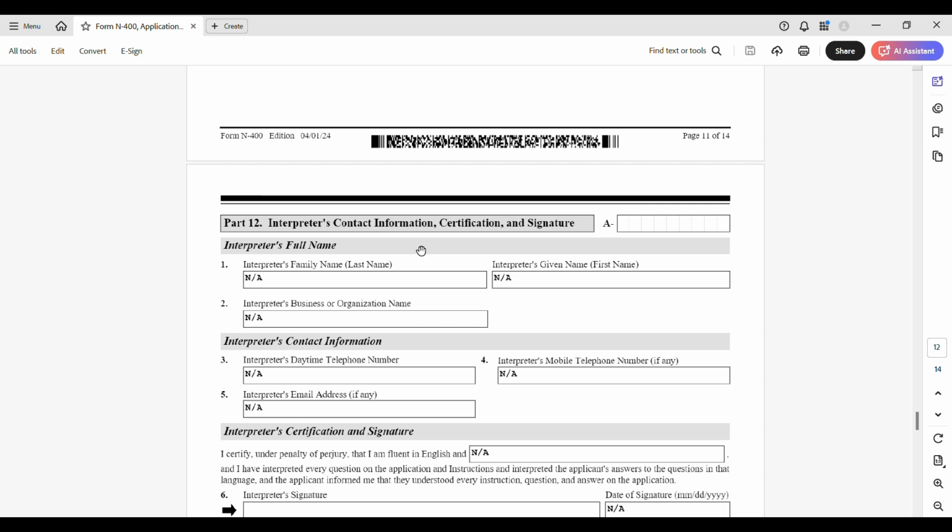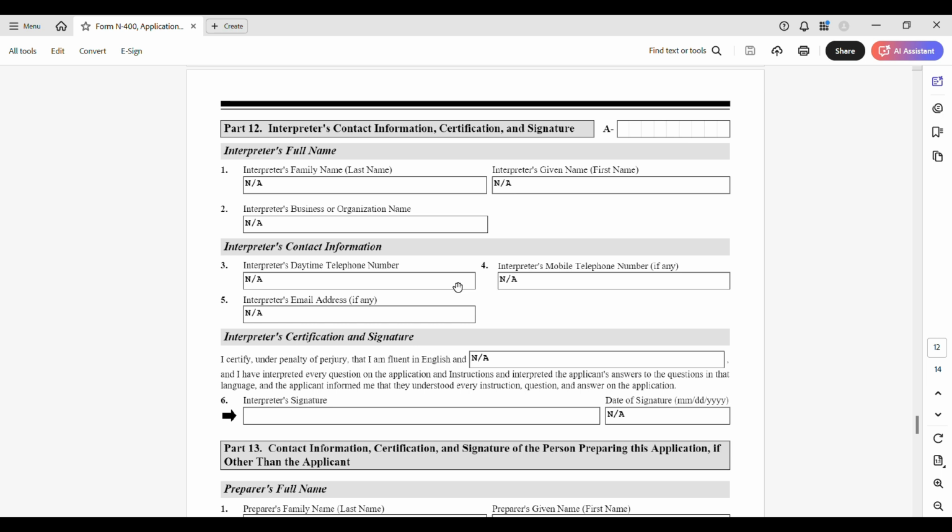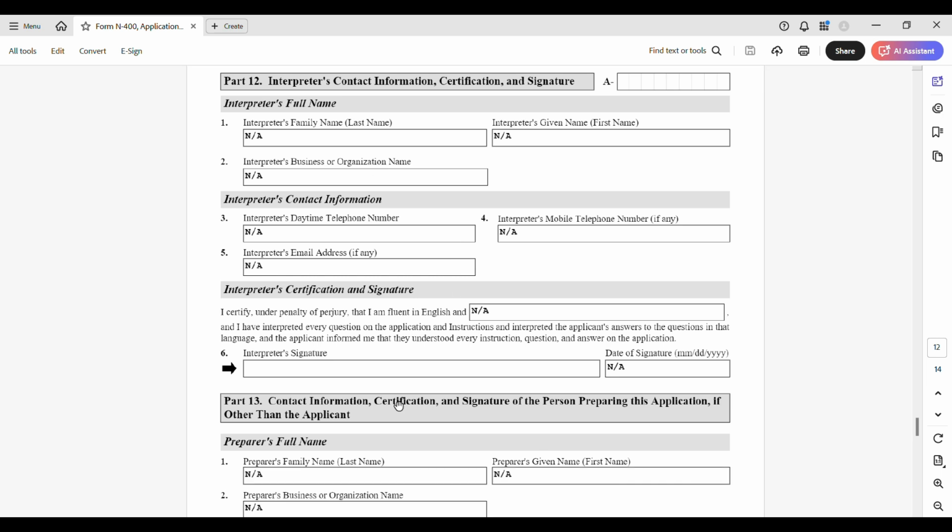We're continuing. We're at part 12. Just a gentle reminder here to always provide your alien number on the page in the space provided. If you used an interpreter, then this is where the information for the interpreter would go. In this situation, there was no interpreter used, so we are going to indicate not applicable in all the boxes or spaces provided. And we are doing that for the entire section. After printing your form, you could go ahead and write not applicable in this section here.